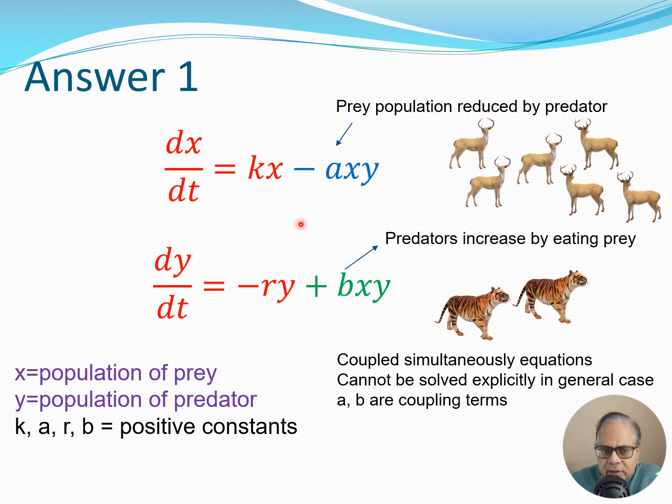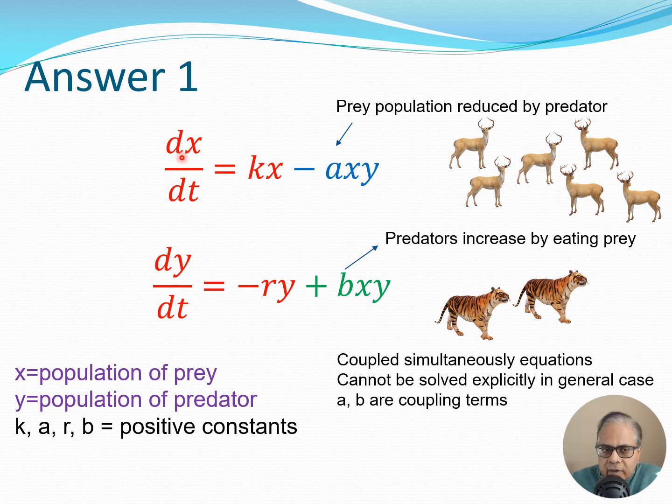So now let us take a closer look at these two equations. So here x represents the population of the prey, y represents population of the predator, and r, a, k and b are positive constants. Now let us look at each of these equations and let us only look at the red part of these equations.